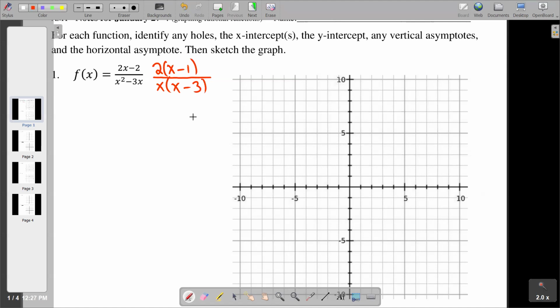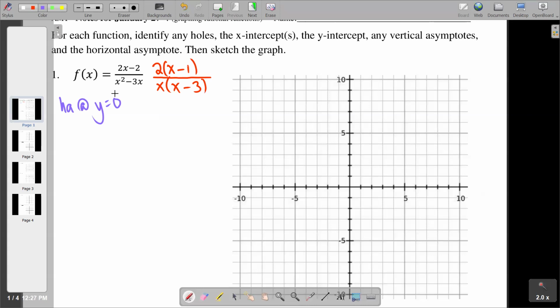Good memory. Very good. So remember, when the degree on top is 1, that means there's only x to the 1st, and the bottom is x to the 2nd. When the bottom has more x powers than the top, then there's a horizontal asymptote at 0. So we're just going to write that down. So HA at y equals 0.